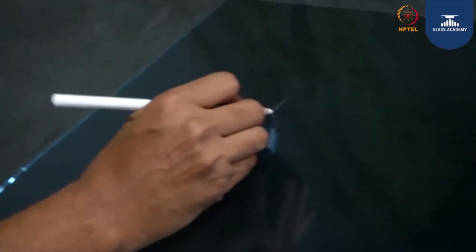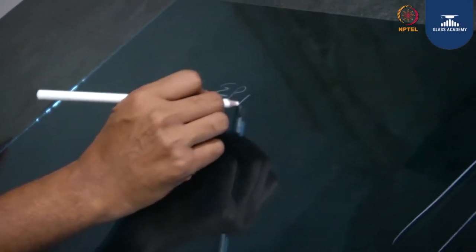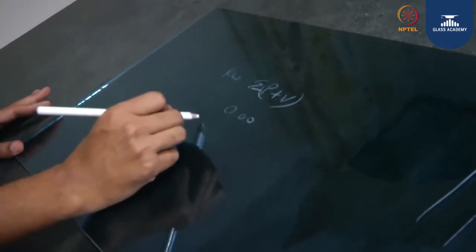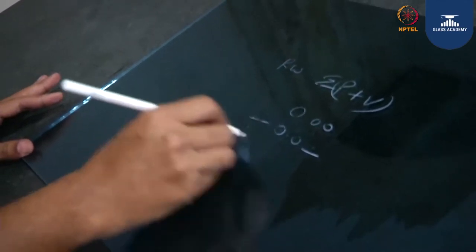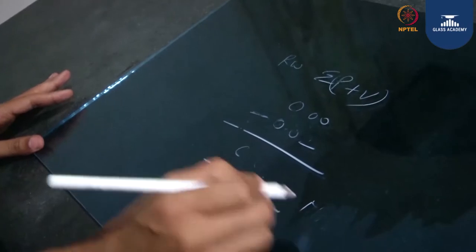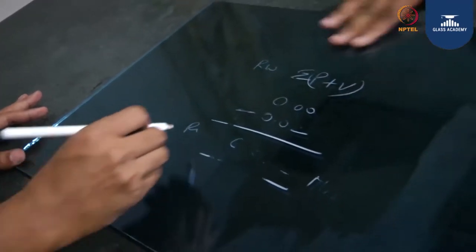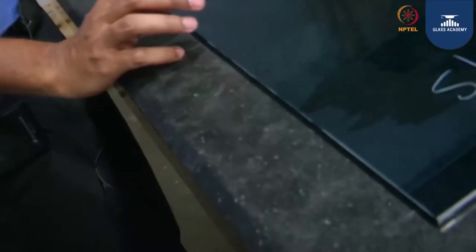Okay. The roller wave is a summation of peak and valley. With the peak value we got 0.00, and the valley we got is 0.02 minus. So it is a summation. So our roller wave is equal to 0.02 mm in this particular glass.